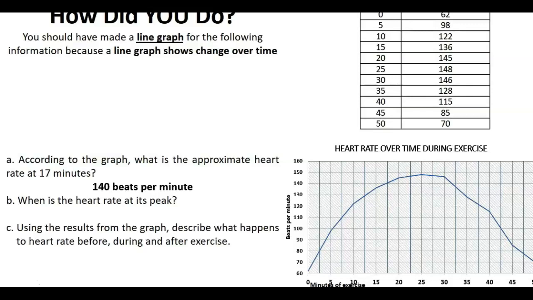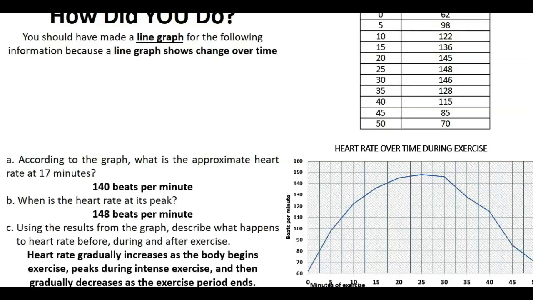When is the heart rate at its peak? Peak meaning highest point. Again, I look at my data set here, my line graph, somewhere around 148 beats per minute. Using the results from the graph, describe what happens to heart rate before, during, and after exercise. Heart rate gradually increases as the body begins to exercise, peaks during intense exercise, and then gradually decreases as the exercise period ends.